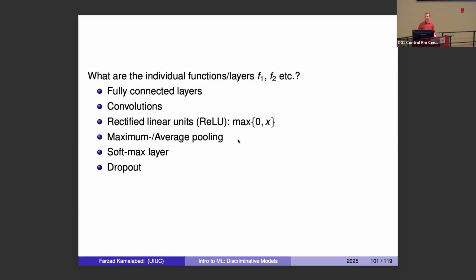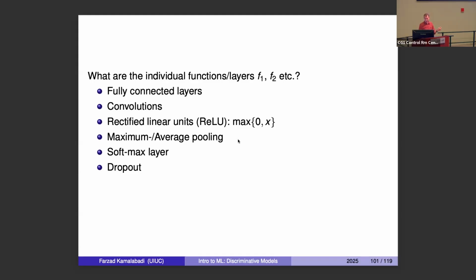A few points. I want to take maybe 5 more minutes to say a few things on topics that are coming up, just to set the background for those topics. What are the individual functions? I already talked about, for example, a fully connected layer. Convolutions. I think we need to cover that because we're going to talk about that. So I'll show you exactly what we mean by convolutional neural nets. Rectified linear unit, we talked about that.